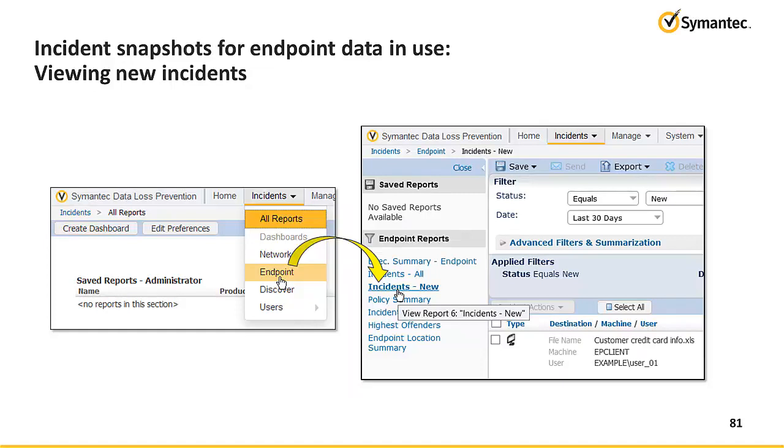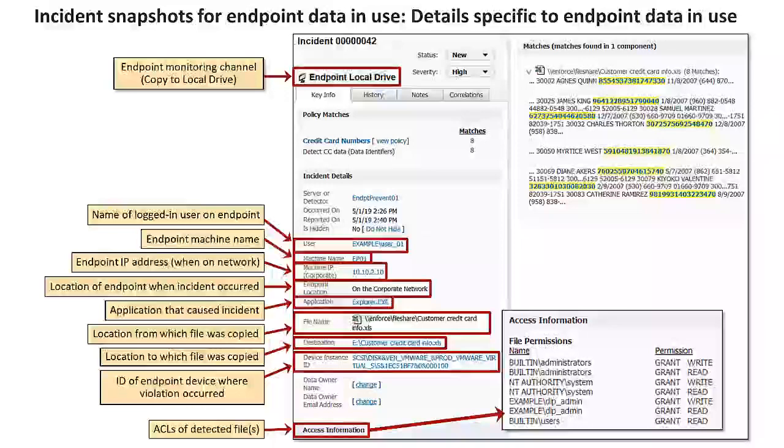The most recent incidents are listed in the Incidents New report. To view incident snapshot details, click on an incident in the report. Here are some of the details specific to endpoint data in use incidents. The type of incident is the endpoint monitoring channel on which the incident occurred.